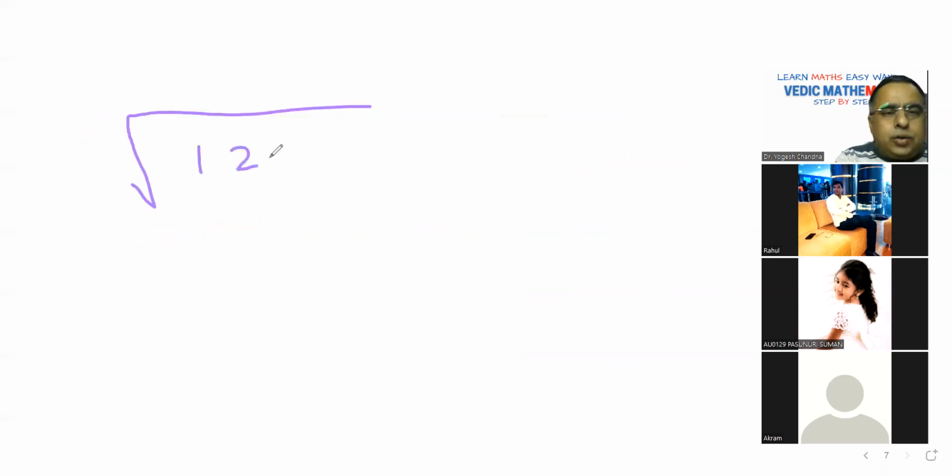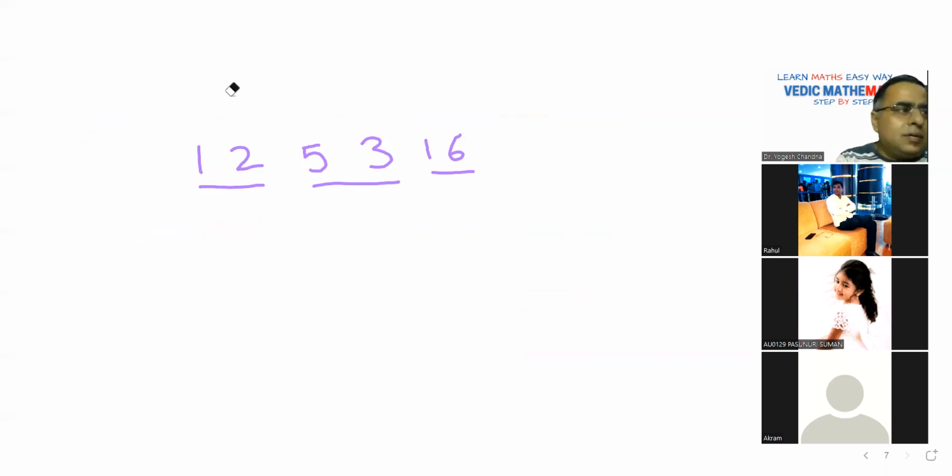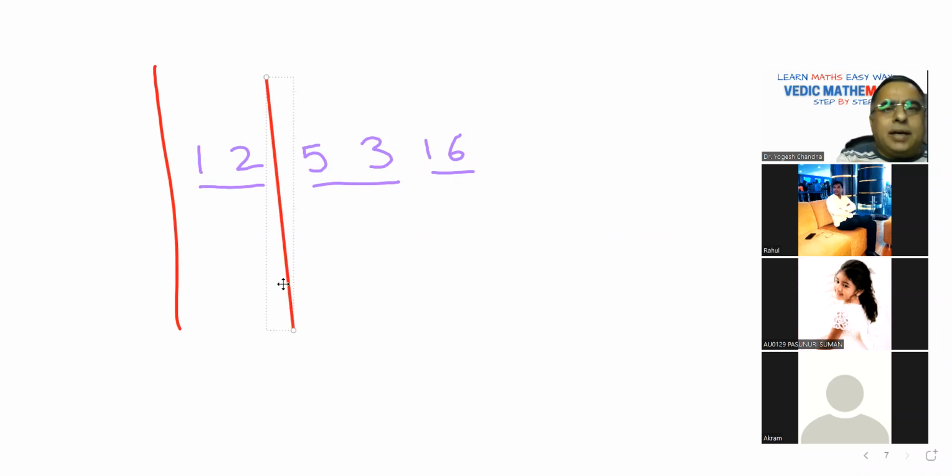Okay. Now let's take a bigger number: 1, 2, 5, 3, 1, 6. Again, first pair, second pair, third pair. Okay, let me draw. Rahul, did you say something? Which method do you want to use? First we'll use the same third method. Once we get the answer by this, then only we'll solve by that.